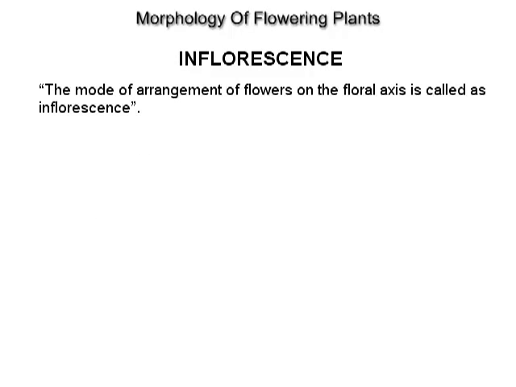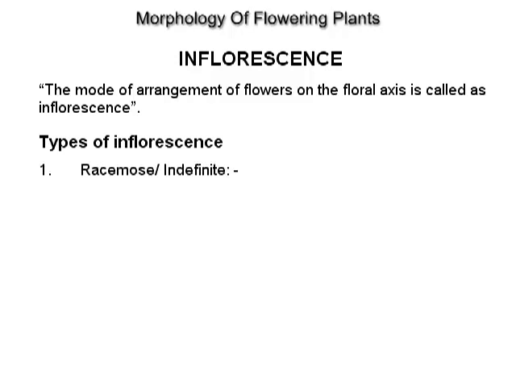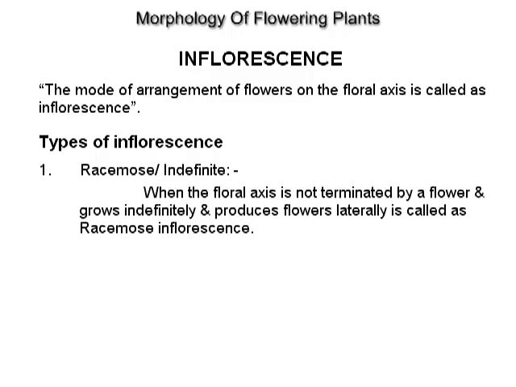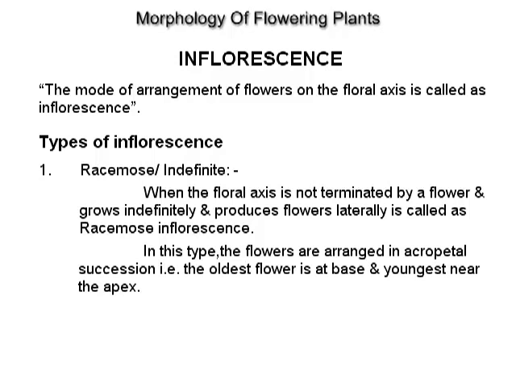Inflorescence. The mode of arrangement of flowers on the floral axis is called inflorescence. Types of inflorescence: racemose or indefinite. When the floral axis is not terminated by a flower and grows indefinitely and produces flowers laterally, it is called racemose inflorescence. In this type, the flowers are arranged in acropetal succession, that is, the oldest flower is at the base and the youngest is near the apex. Example, Caesalpinia, gulmohar.